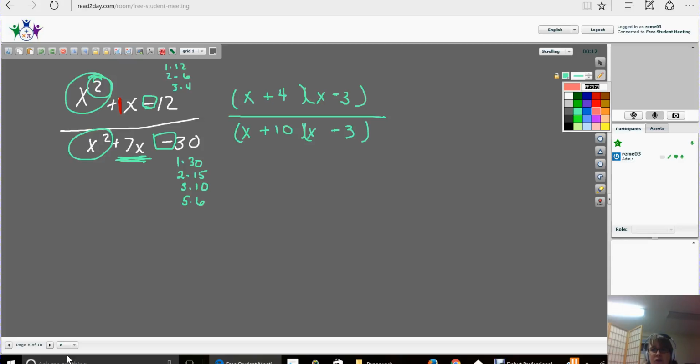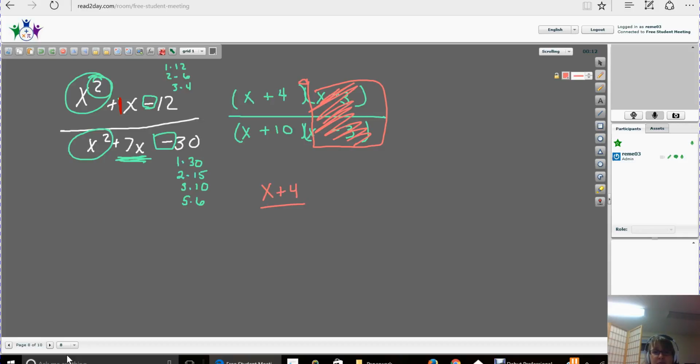And looky-loo, these two match up. Because they're multiplied, they're going to simplify to 1. And when we multiply by 1, that's all we have. So we are left with x plus 4 and x plus 10.